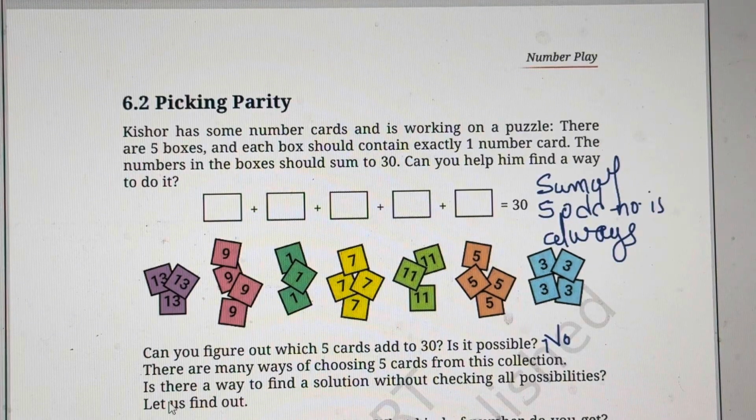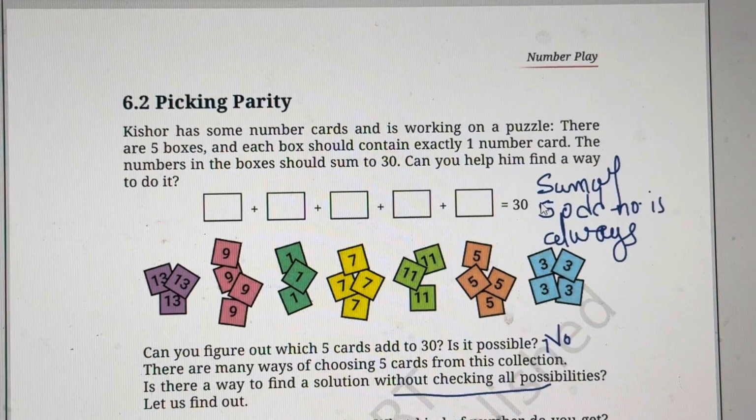So what is asked over here: is there a way to find out a solution without checking all the possibilities? I told you that the sum of 5 odd numbers will always give an odd number. So without doing anything, if you know this statement, you can say that you will never get 30. Correct? Now let us see some more parities like this.